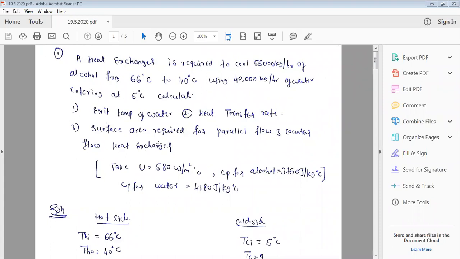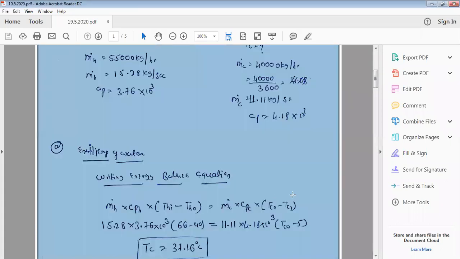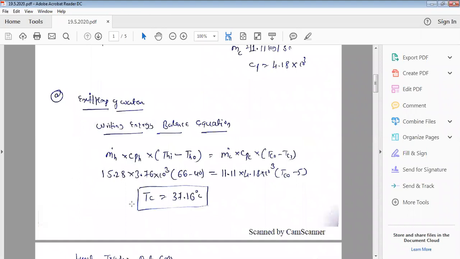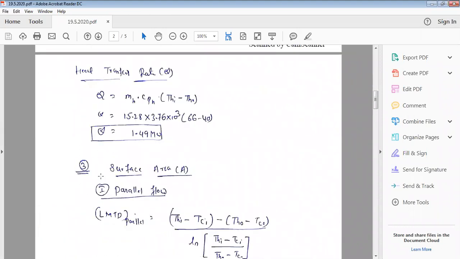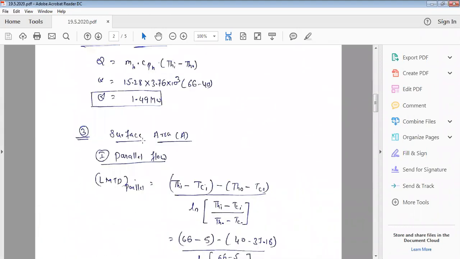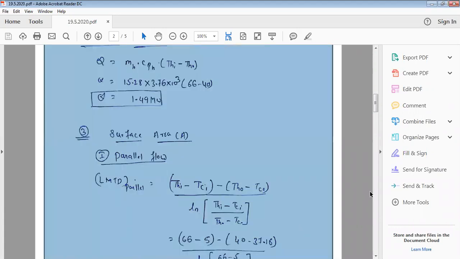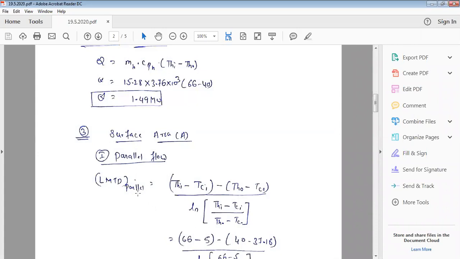Okay, now when you solve this one, then you will understand. Let us see. We solved the exit temperature of water, and we calculated the heat transfer rate, and now we need to calculate the surface area. Okay, now one by one we will calculate. We will calculate for parallel flow first. First we will take the setup for parallel flow, and we will write the LMTD. Logarithmic mean temperature difference for parallel flow is this equation.